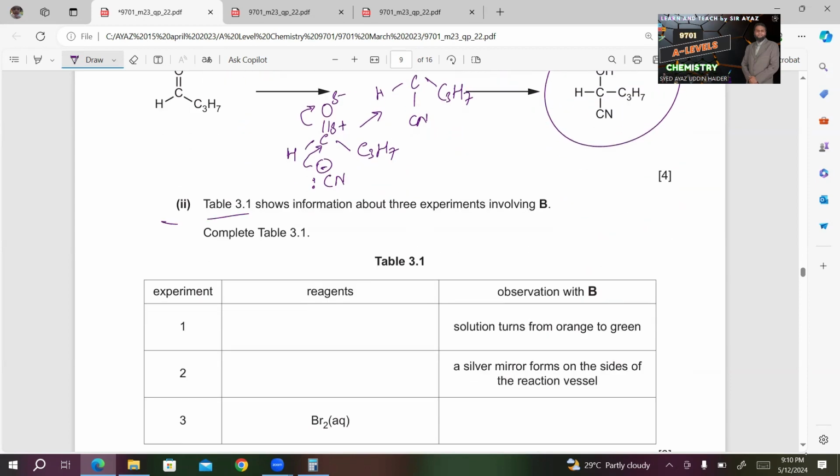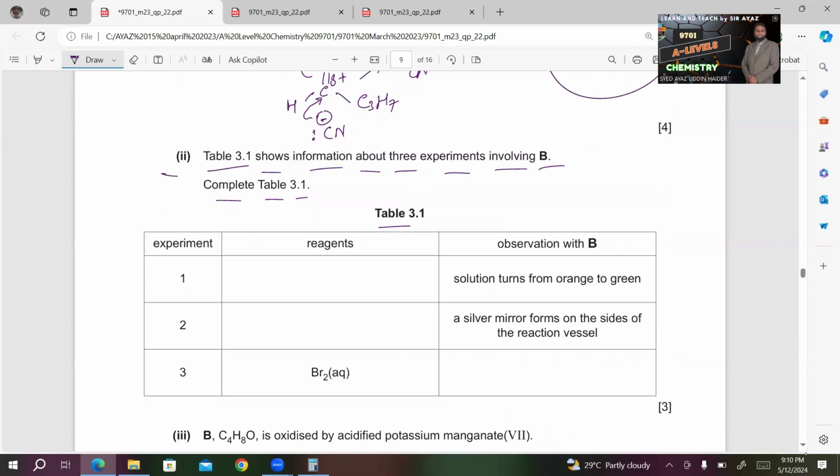Number 2, table 3.1 shows information about 3 experiments involving B. Complete table 3.1. So experiment 1.